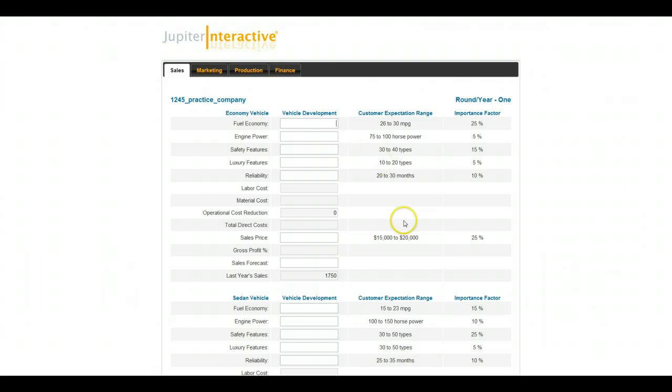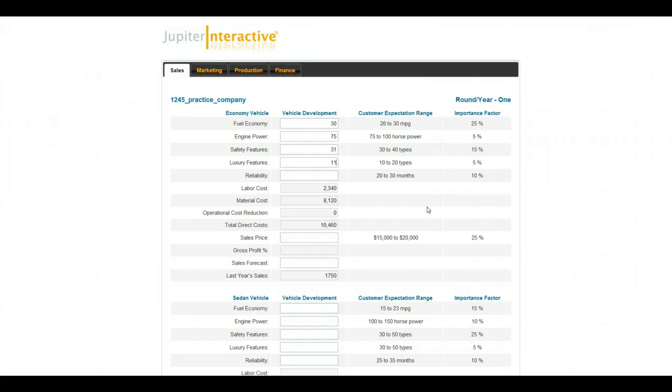Now, what I'm trying to do here is design a vehicle, and I have my customer expectation ranges and how important each is for the buying criteria of the customer. So for an economy class vehicle, it makes sense that fuel economy is an important factor and price is an important factor, while engine power isn't as important. These are the weights of how important each of these characteristics is to someone's ultimate decision to buy the vehicle.